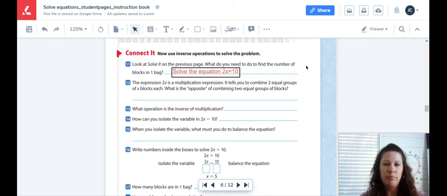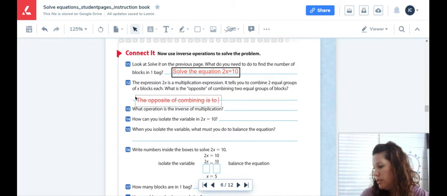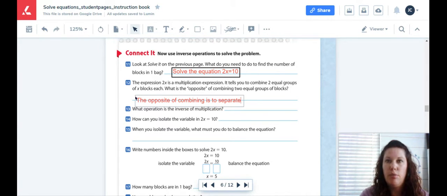Okay, number 12. The expression 2x is a multiplication expression. It tells you to combine 2 equal groups of x blocks each. What is the opposite of combining 2 equal groups of blocks? Separate, right? So we're going to type in: the opposite of combining is to separate. We're going to separate the 2 equal blocks, right?